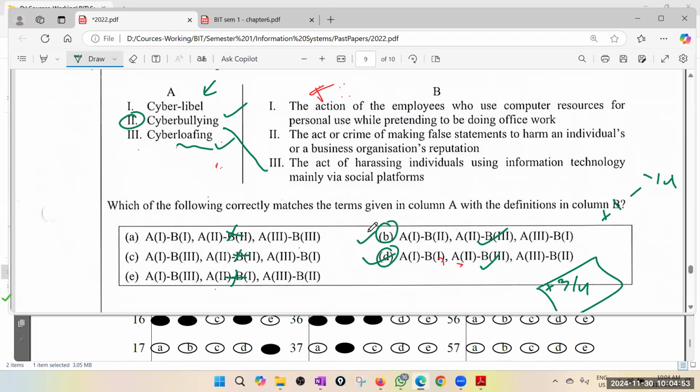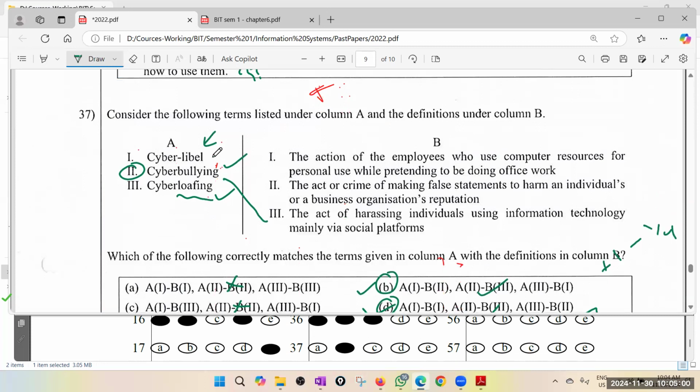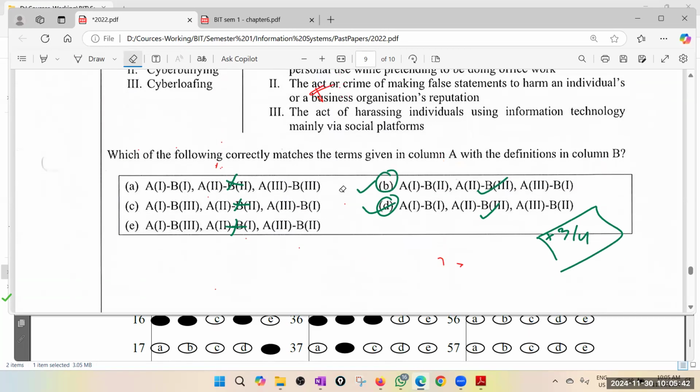37, what is the examiner's answer? B. Right? B, and it cannot be two. So that means 1 is mapped to 2. So cyber, I don't know how to pronounce this also, libel or whatever. According to the examiner, that is the act of crime of making false statements to harm an individual's or business organization's reputation. Then cyberloafing means action of employees who use common resources, computer resources for personal use while pretending to be doing office work. So that is cyberloafing. So just note it down, okay? If those are new to you, maybe you already know these words.